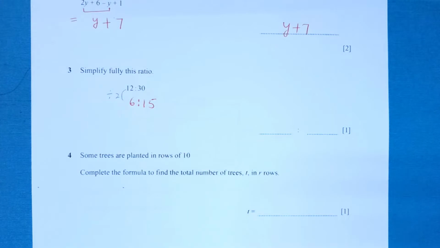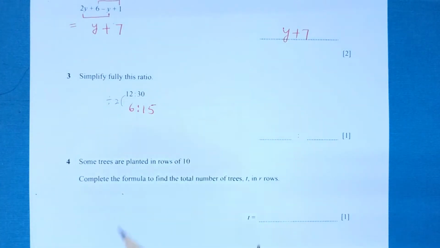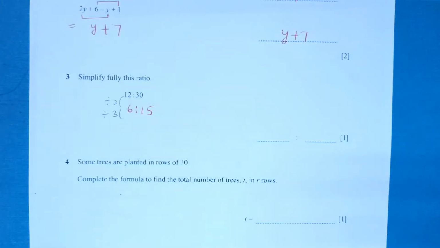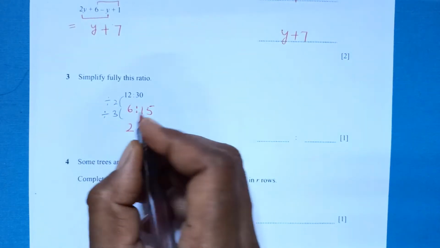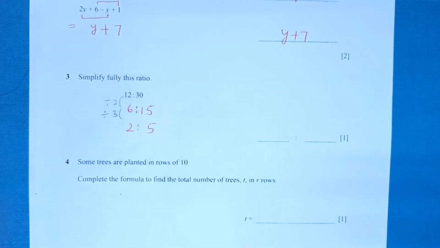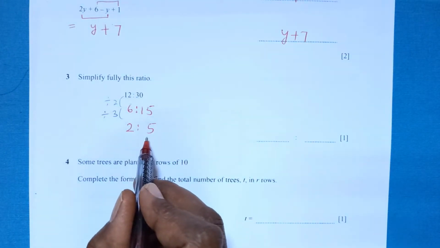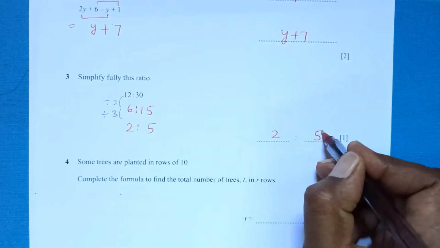Now again we have another number that can divide both of them. Let's say this is 3. So 6 divided by 3 is 2 and 15 divided by 3 is 5. Now we cannot divide these two numbers by any common number. So that is the answer, 2 ratio 5.